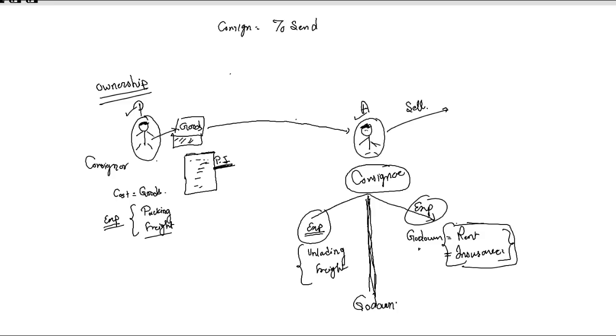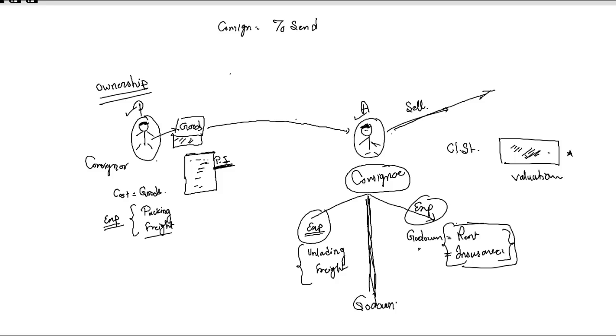Now after that, we will see the concept of closing stock. See, when the consignee sells these goods, there may be chances that some stock remains with the consignee at the end of the period. This is called closing stock, and its valuation is very important, that we will see how to do the valuation.